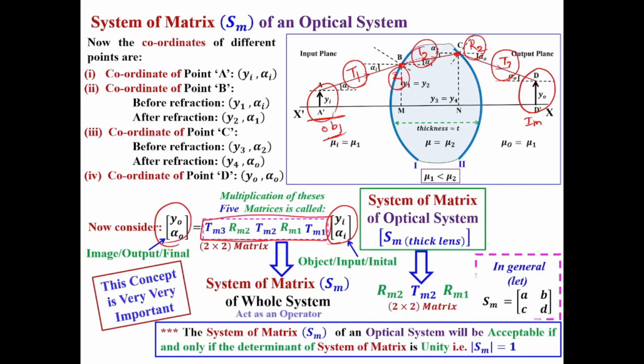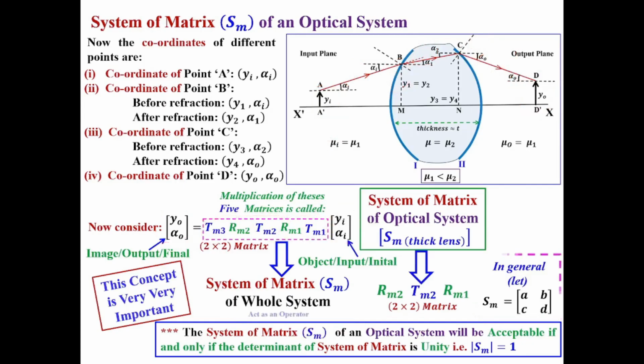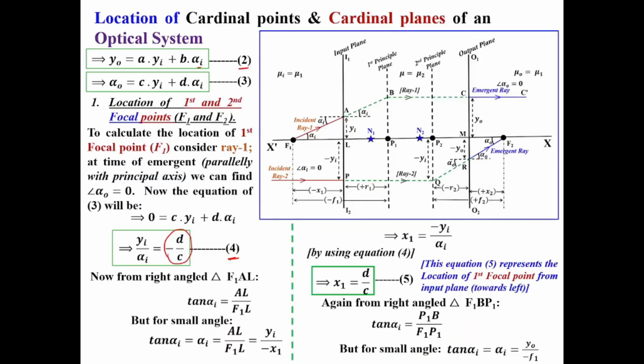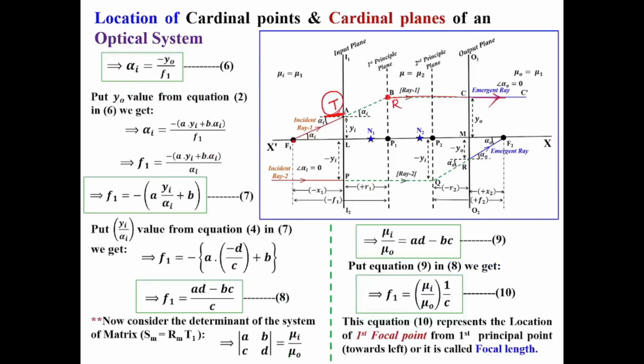So how are we going to multiply? This is the initial, or the object in the input plane, it will multiply first with T1, the first translation matrix, then the first refraction matrix, then translational matrix 2, then refraction matrix 2, then translation matrix 3, like this. Okay. Likewise here, this is your refraction, this is your translation, and this is the output. Okay, this is the output.